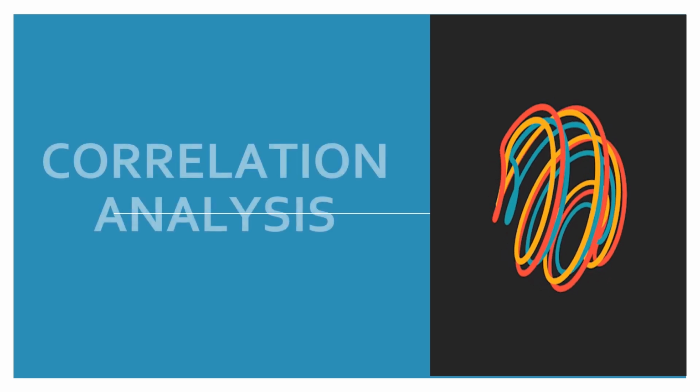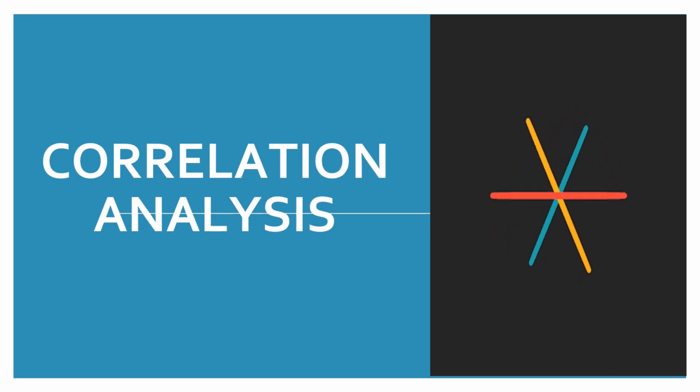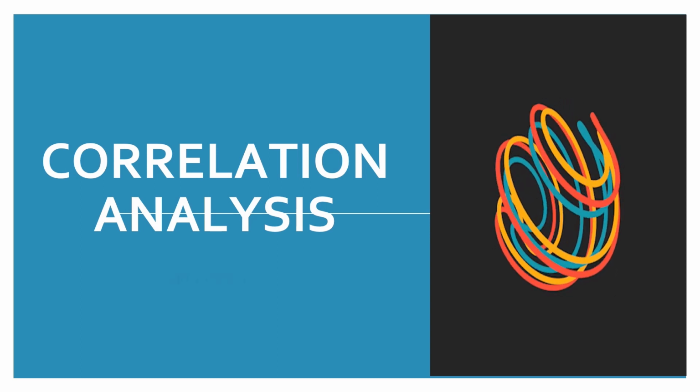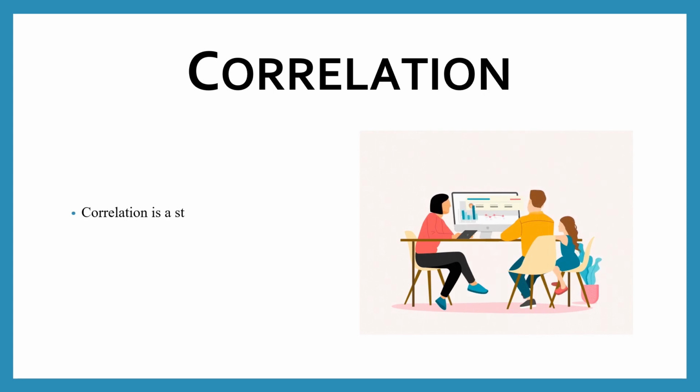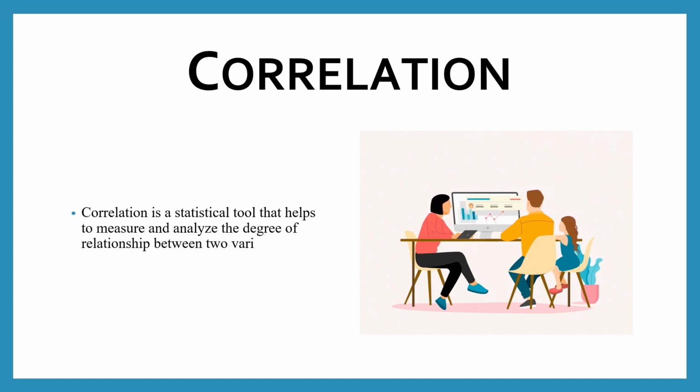Hello learners, in this lecture we will study correlation. Correlation in statistics refers to the relationship between any two or more variables. Two variables are said to be correlated if with a change in the values of one variable there arises a change in the value of another variable.